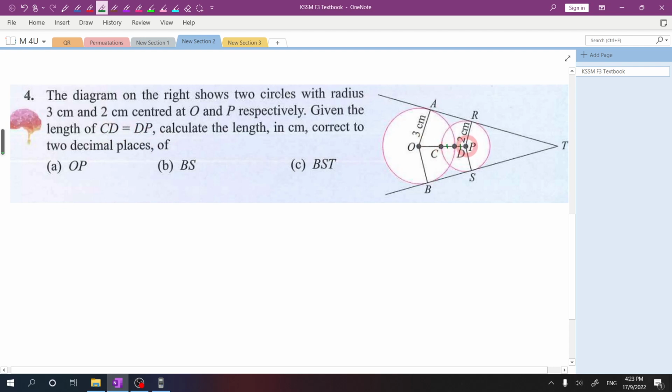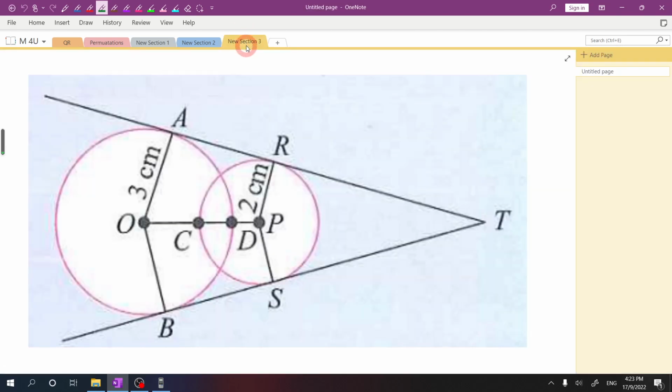And we know that this is 2, right? Here definitely will be 2 also, because these and these are actually the radius of this circle. So here will be 2, and CD is equal to DP. That means here is 1, here is 1. Calculate the length in centimeters, correct to 2 decimal places. We want to find OP, and the other lengths. Okay, let me enlarge this diagram so it is easier for you to see it.